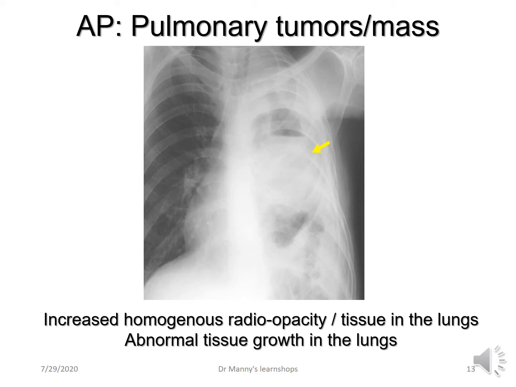Again, another example of a big mass, probably on the left upper lobe, and this seems to be pushing the heart over. You've got mediastinal shift and you've got tracheal deviation. So this is probably a big mass.